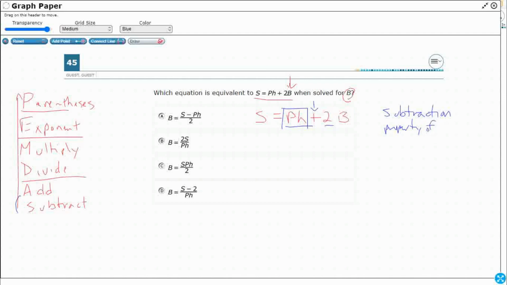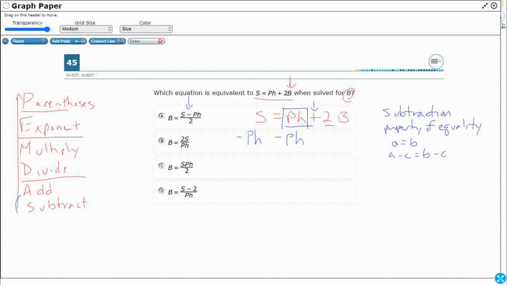And so the subtraction property of equality says that if A equals B, then A minus C also equals B minus C. You can subtract the same thing from both sides of an equation, and you're good. You keep it balanced. So I want to subtract PH from both sides. I don't know what PH is. They're just letters at this point. Take a look at your answer selections. They're all just letters. It's not like we're actually turning this into a number, so we're good.